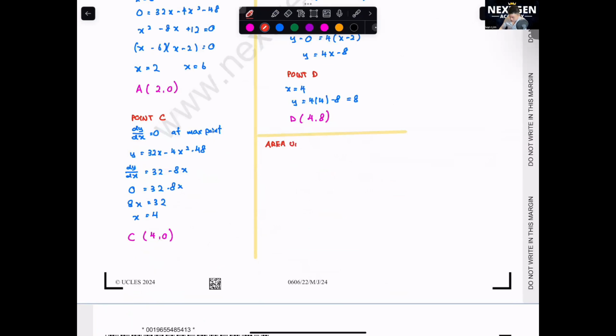Area under graph. Which is integrate from 2 to 4, 32x minus 4x squared minus 48 dx. Integrate this, you get 32 over 2, which is 16x squared minus 4 over 3 x cubed minus 48x from 2 to 4. Okay, substitute it in.